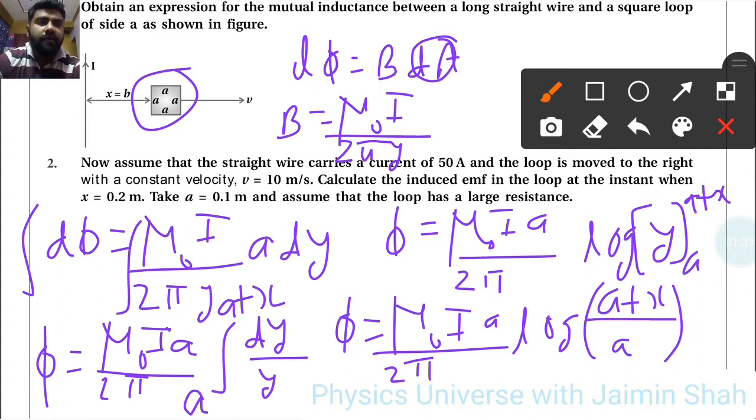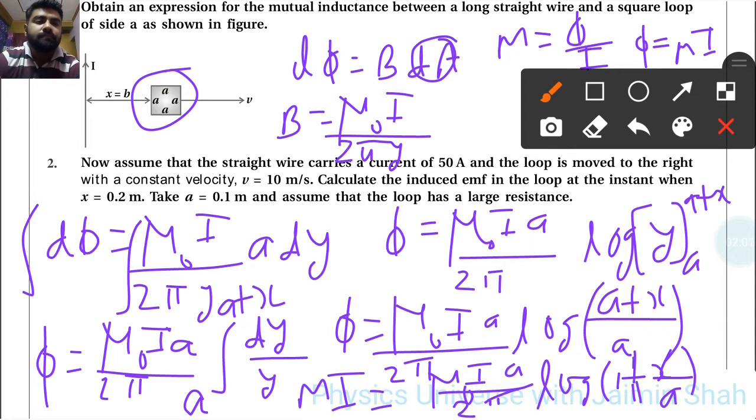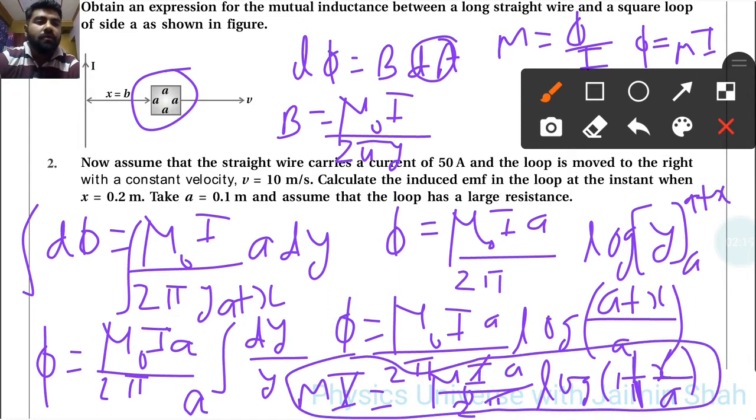Now, what is φ? We know that M is equal to φ upon I, so φ is equal to M I. Putting it on the left-hand side, M I is equal to μ0 I a upon 2π log, and we can write 1 plus x upon a. So I gets cancelled out, and this is our M equation: μ0 a log of 1 plus x by a, upon 2π. So that is the mutual inductance.